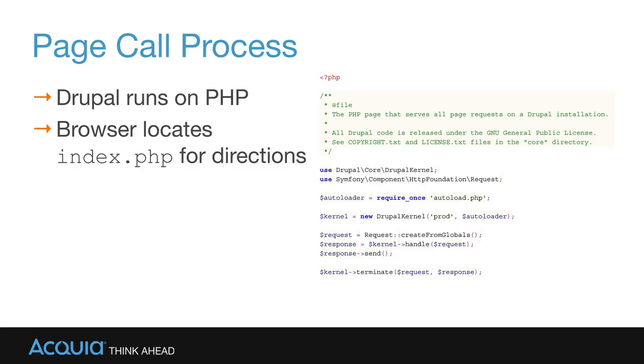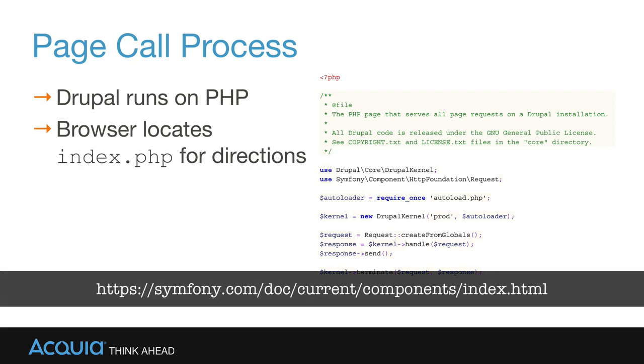Symfony's HTTP Foundation component defines an object-oriented layer for the HTTP specification. The request holds information about the client's request and sends its request back to the Drupal site once the Drupal kernel gives the response object. And you can see more about that at the link on the screen.